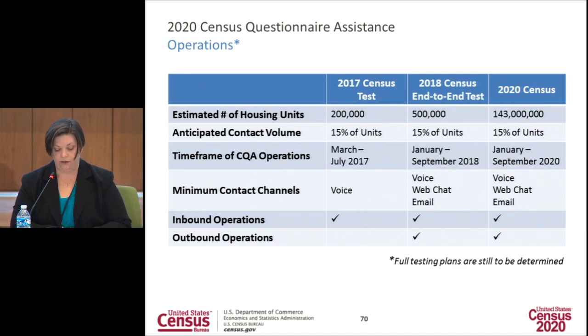You can see the time frame for each of the CQA operations in the 2020 census shown in the table. As you should note in the 2017 census test column, the time frame between the expected June 2016 contract award date and the start of the operational period in March 2017 is about 9 months. Partly because of the compressed time frame, the minimum requirement for the 2017 census test is the voice channel. Web chat and email will be added by the 2018 census end-to-end test and will, of course, be active for the 2020 census. In terms of the CQA operations, 2017 will be inbound only, while 2018 and the 2020 census will be both inbound and outbound.